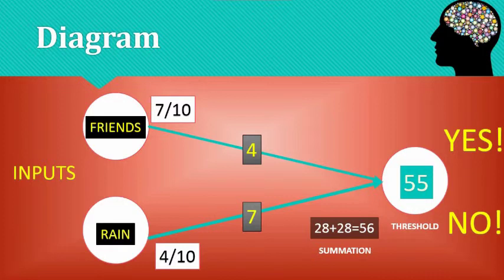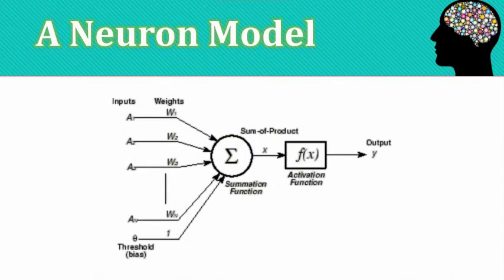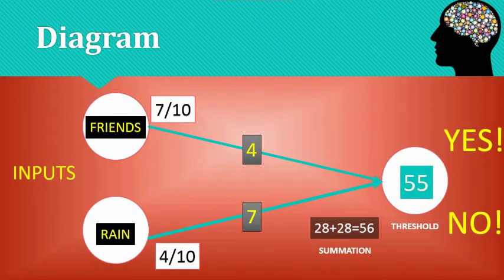Now let's understand by taking a diagram of the inputs. Here you can see the inputs A1, A2, A3 and A4, and there is a threshold bias, which I have given as 1. It is constant actually, and the weights are W1, W2, W3 and W4. Now what are weights? Here my priorities are 4 and 7, so these are actually the weights.